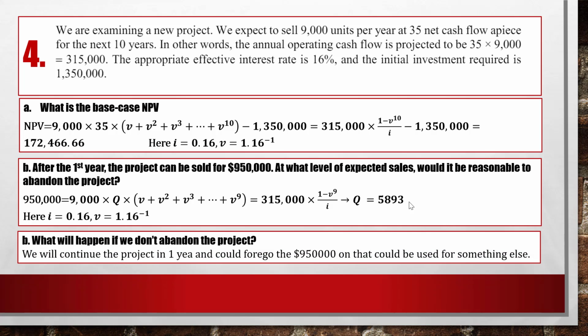And the question is, what will happen if we don't abandon the projects? That means after we know that we can sell the project to get 950,000, we basically just keep it. So we will continue the project for 1 year and forego the 950,000, which could be used for something else. So at time 1, we have a choice of selling the project to get 950,000, but if we don't, then we lose 950,000 and we don't know what happens to our project, but we know that we don't have the 950,000 back.